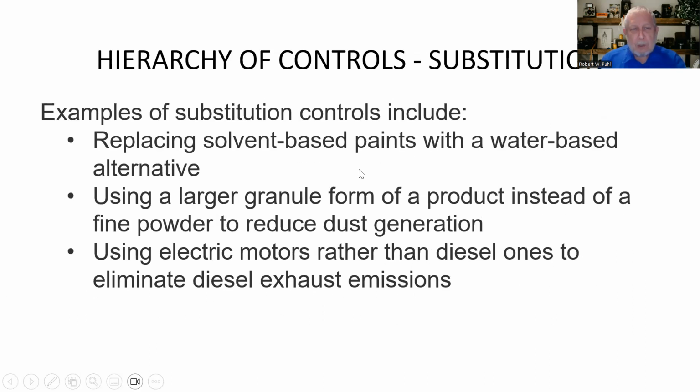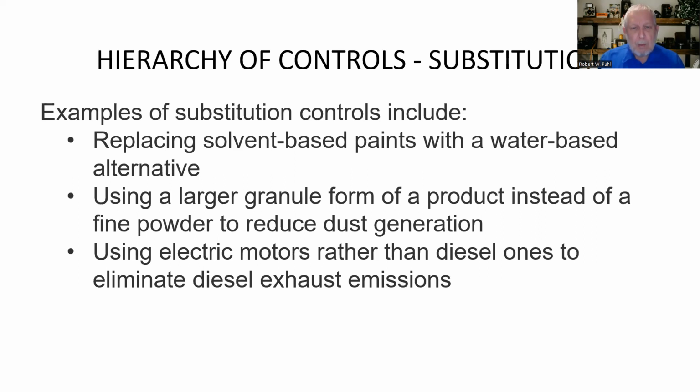Examples of substitution: replacing solvent-based paints with a water-based alternative. That's probably pretty common. It happened to us in California. We had a parts washing deal with this company. They would come in, set up a thing, change the solvent out, and wash our parts in it. We didn't have to worry about disposing of everything, and they changed it to a water-based one. It was fine, still worked.